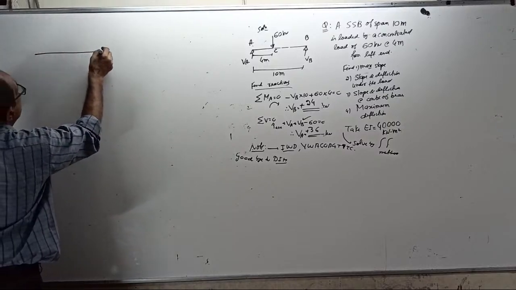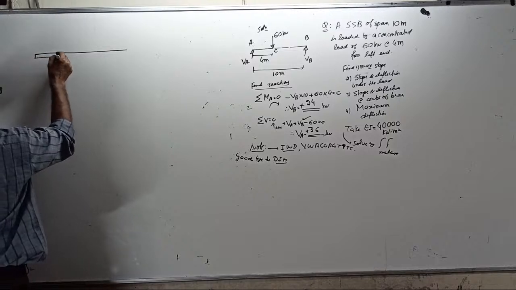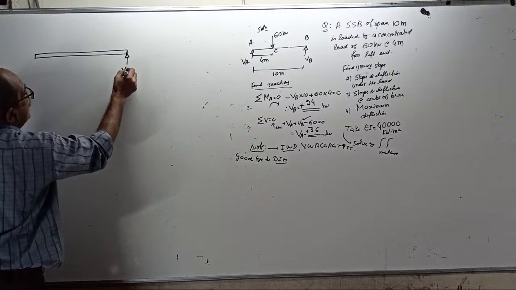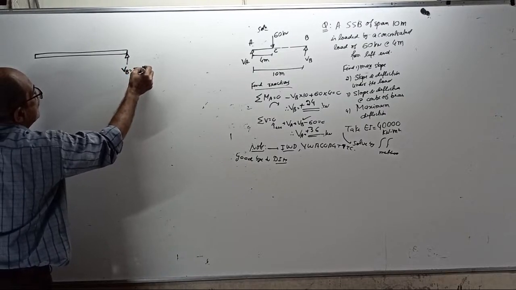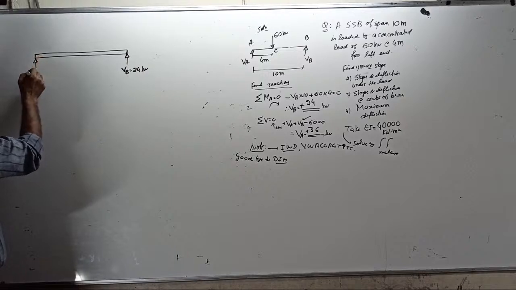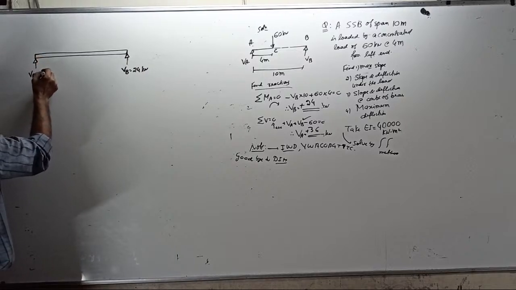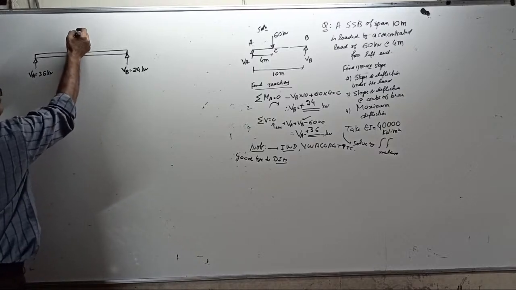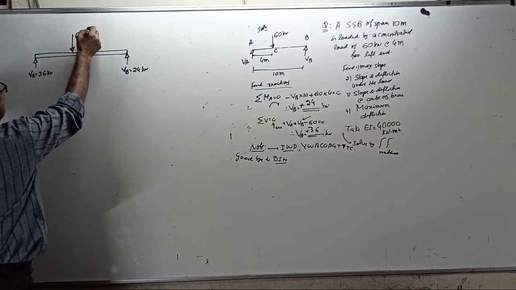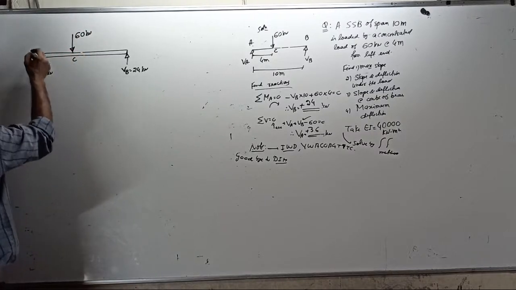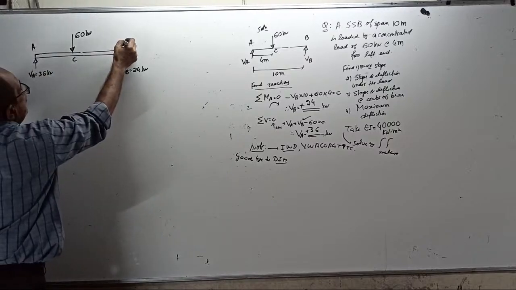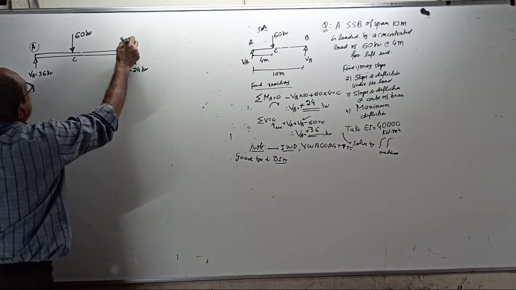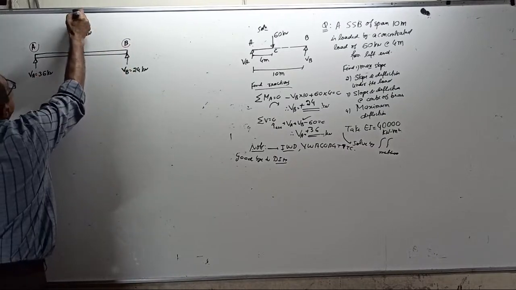See, start systematically. This is the beam. I'll put a double line to make the beam perfect. The reaction VB equals 24 kilonewton. The reaction VA equals 36 kilonewton. There is a point load of 60 kilonewton at C, and this is A, this is B. Now A is origin and B also origin. Our beam has two parts now.